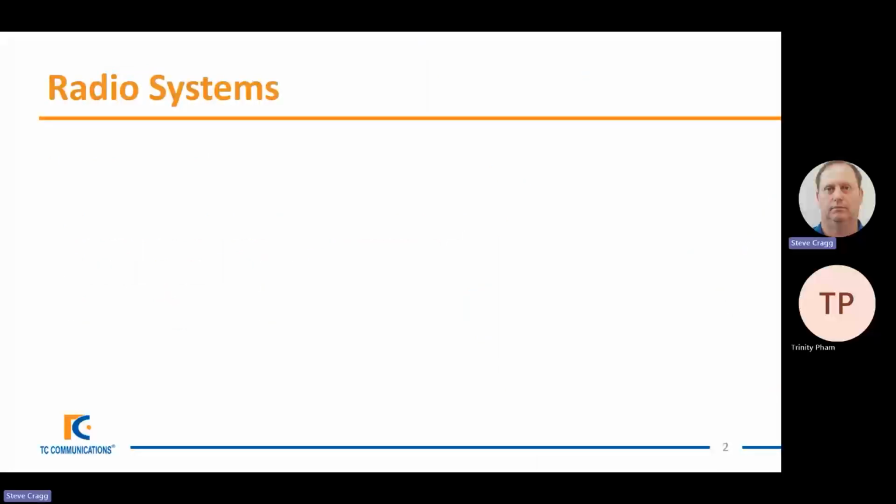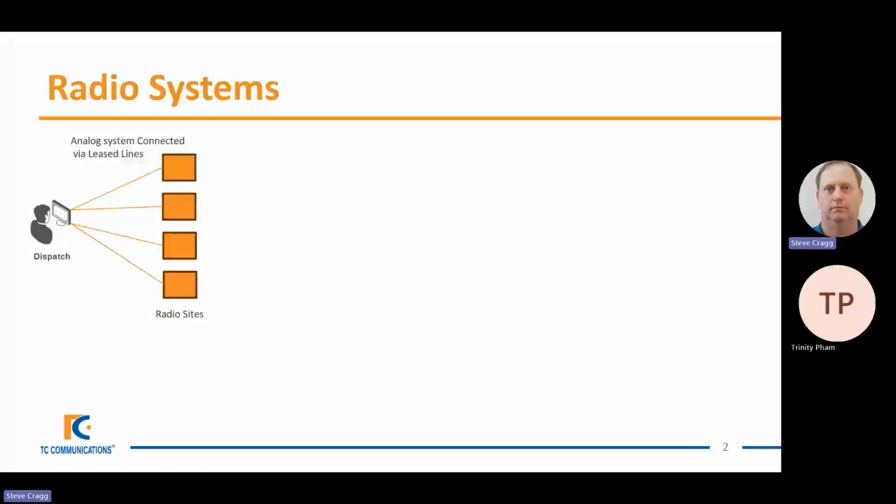So let's look at a couple of radio systems. We're actually going to cover 4 cases on this, 2 of which we're going to cover in some detail, and 2 with a little bit less. They're fairly rare instances that we see. The most common, and for those of you who follow TC Communications will know that we spend a lot of work converting analog systems connected via leased lines. Here's a very simple radio system topology for that, and that's the first one we're going to look at.